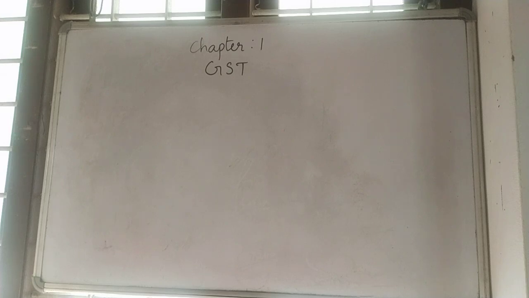Today we are going to start chapter 1, GST, from the book Understanding Mathematics by M.L. Aggarwal of class 10. So first we will discuss what is GST. GST means Goods and Service Tax. It is an indirect tax levied on the supply of goods and services.